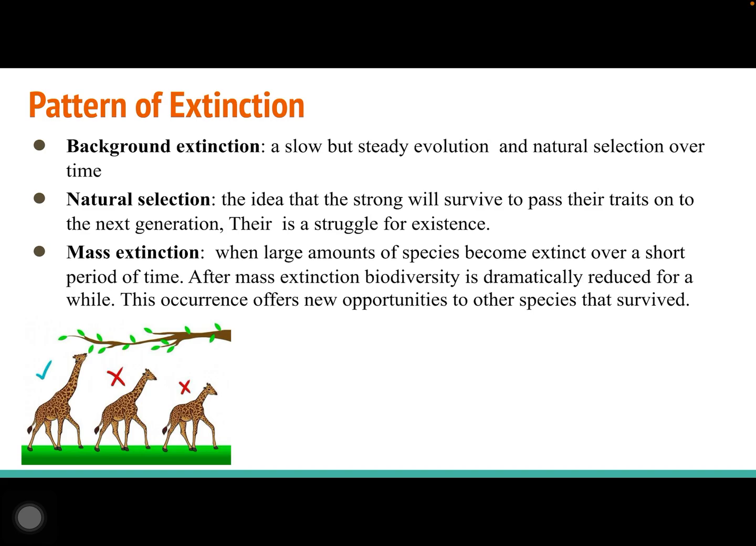We also have something called mass extinction, where a large amount of species becomes extinct over a short period of time. After a mass extinction, biodiversity is dramatically reduced for a while. This occurrence offers new opportunity to other species that survived.